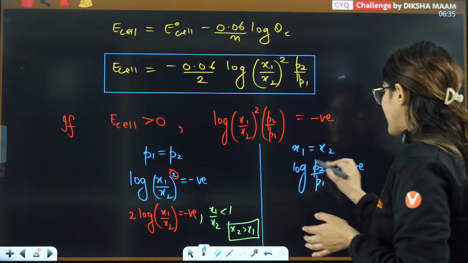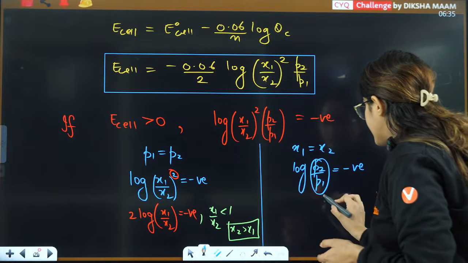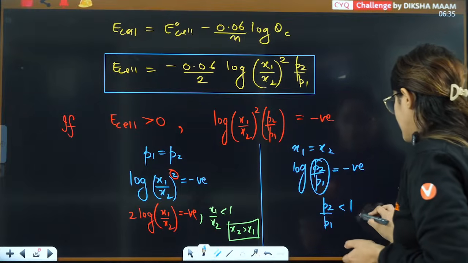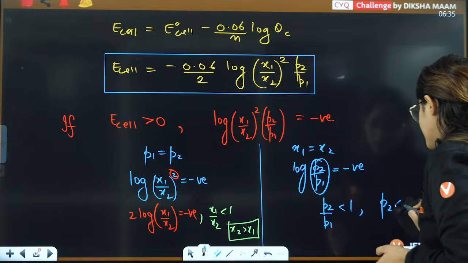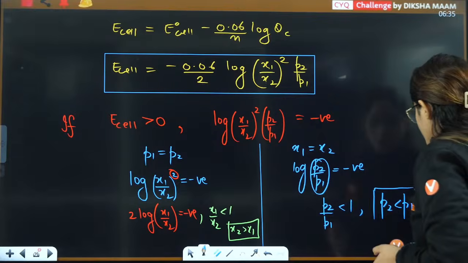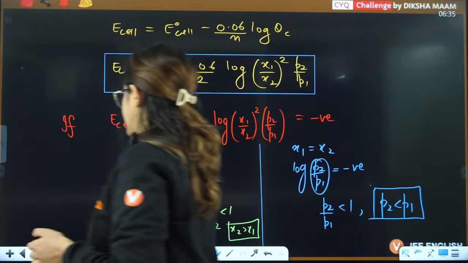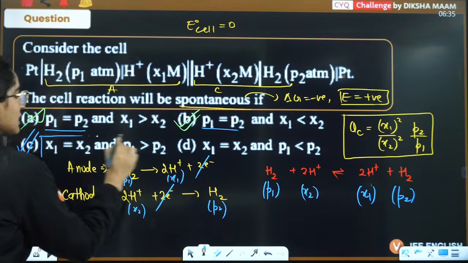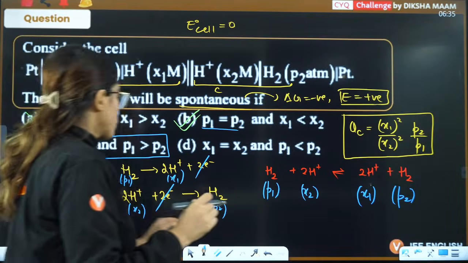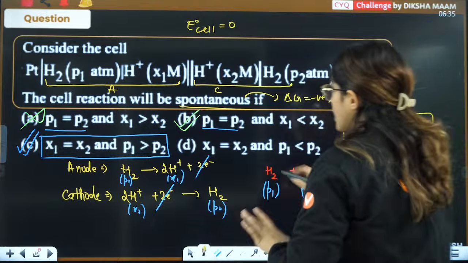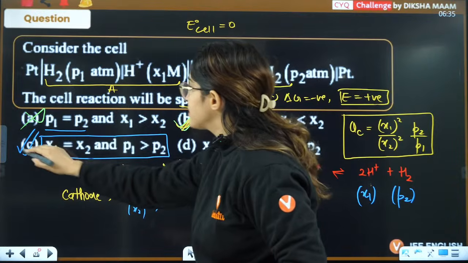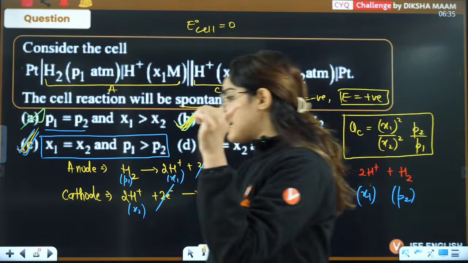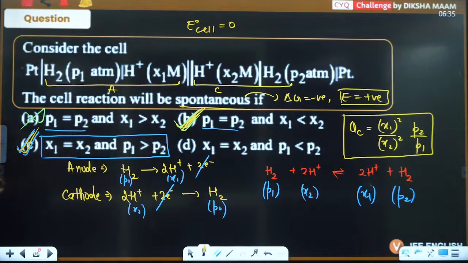So log of anything is negative. That means this P2 by P1 has to be less than 1. That means P2 is less than P1, so P1 is greater here, right? So you can write this here. P1 is greater, that means C is the correct option. So two options are correct here: B is the correct condition and C is the correct condition. So the answer is B and C.